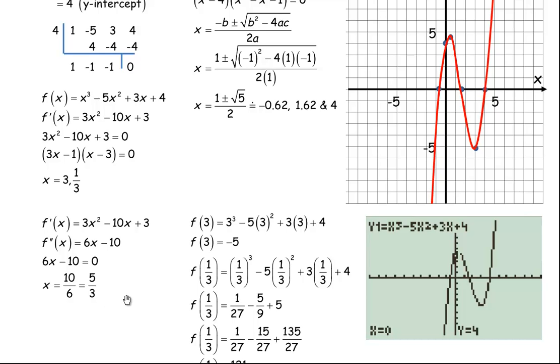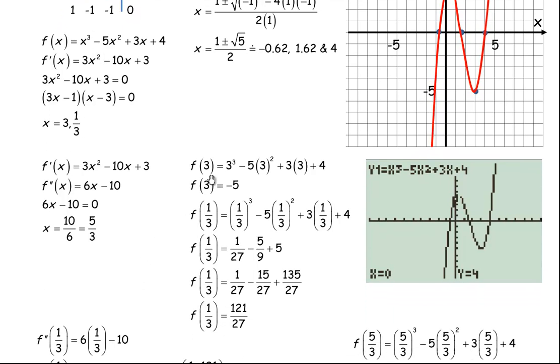Okay, so I kind of get a couple things out of the second derivative here. Actually, I forgot, this is just my function values. I want to find the y values that go with each of these. So if I put 3 in the original function, I get negative 5. So that'll be the point 3 comma negative 5. If I put the 1/3 in, and I showed the whole calculation here, I get 121 over 27.